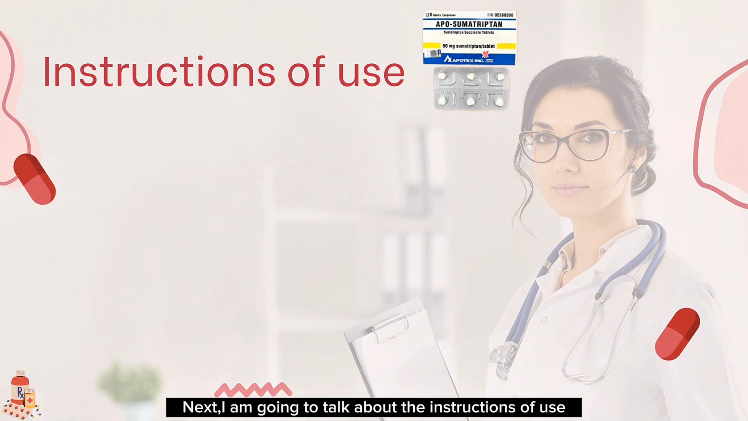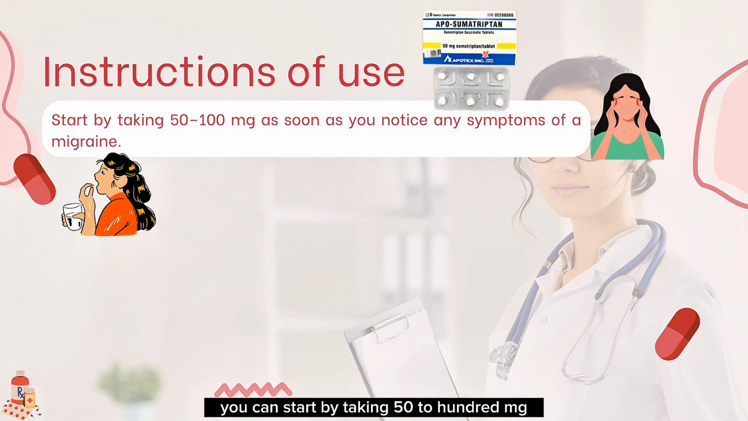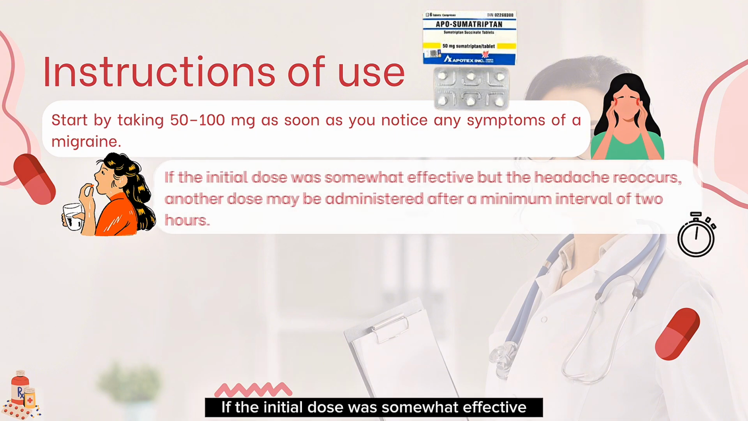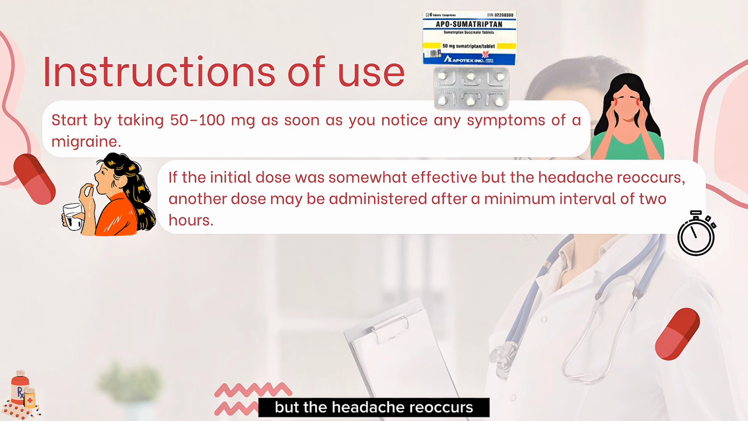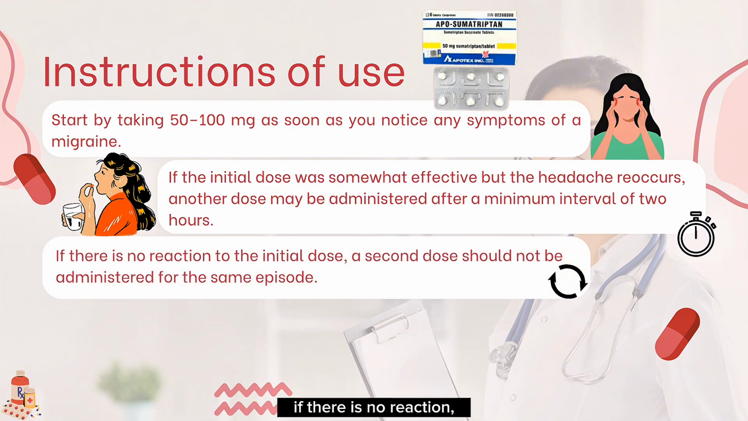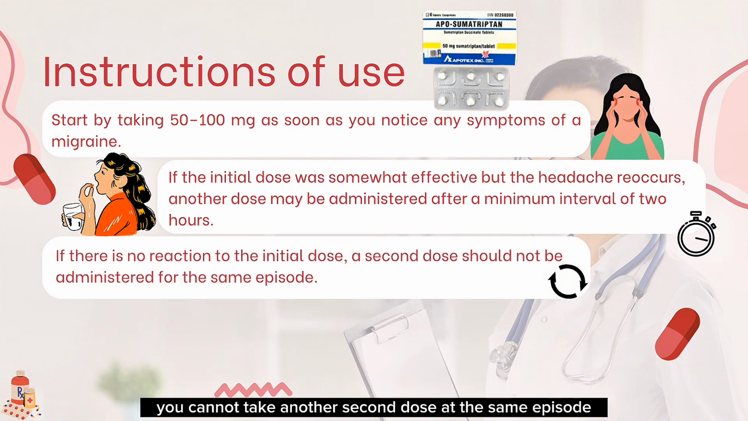Next, I am going to talk about the instructions of use of sumatriptan 50 mg tablet. You can start by taking 50 to 100 mg of sumatriptan tablet as soon as you notice any symptoms of migraine. If the initial dose was somewhat effective, but the headache recurs, you can take another dose after a minimum interval of 2 hours. After taking the initial dose, if there is no reaction, you cannot take a second dose for the same episode.